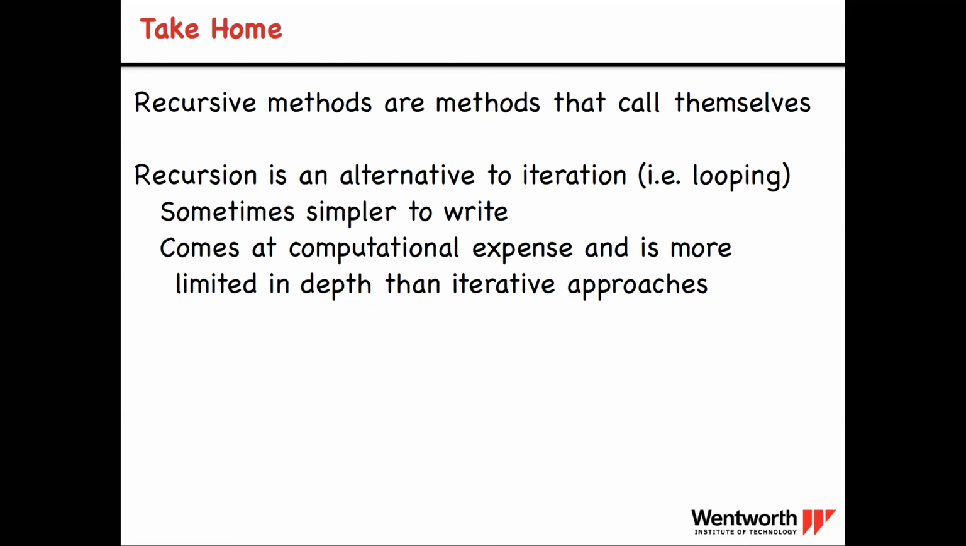So recursion, again, is just the alternative to looping. Sometimes it's simpler to write, but that comes at a computational expense and is more limited in depth. In other words, calling a function 10,000 times is a bit more expensive than looping 10,000 times. You'll often see that kind of trade-off in computer science, where if something is easier to write, it might use more resources, or if something's more difficult to write, it might be faster.